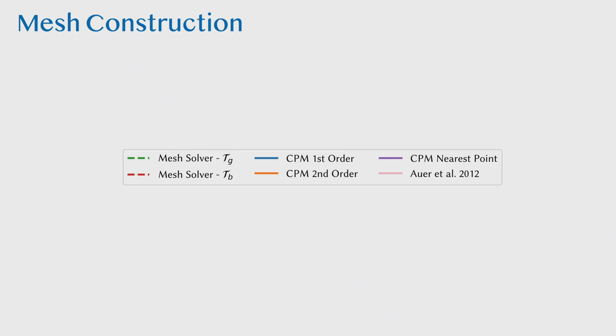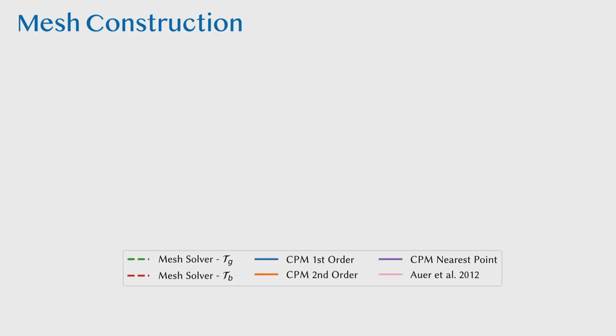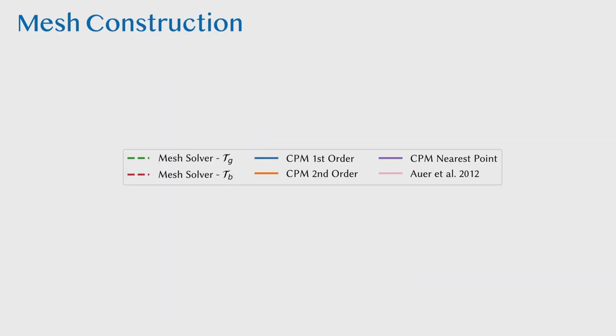So I'll show a comparison on the next slide, but just to recap all the different methods, we have a good and bad triangulation that I'll use with the Cotan Laplacian. And so these are the dashed lines, TG and TB. The main interior boundary condition framework that I talked about, with first and second order accuracy, are in blue and orange. And then you also have the nearest point approach in purple, and the only existing approach by Euler and L in pink.